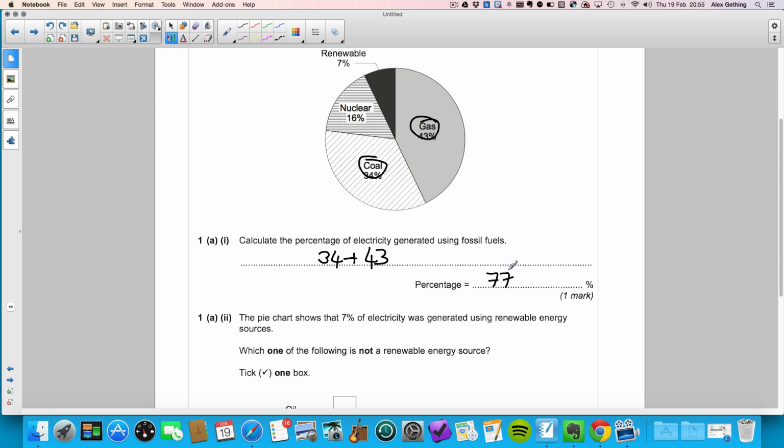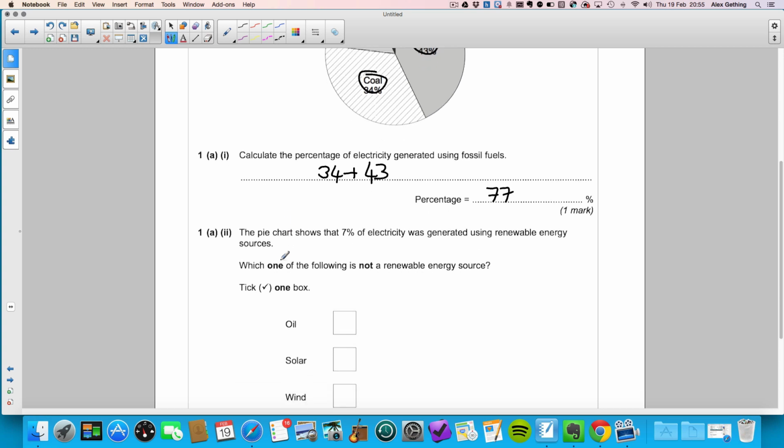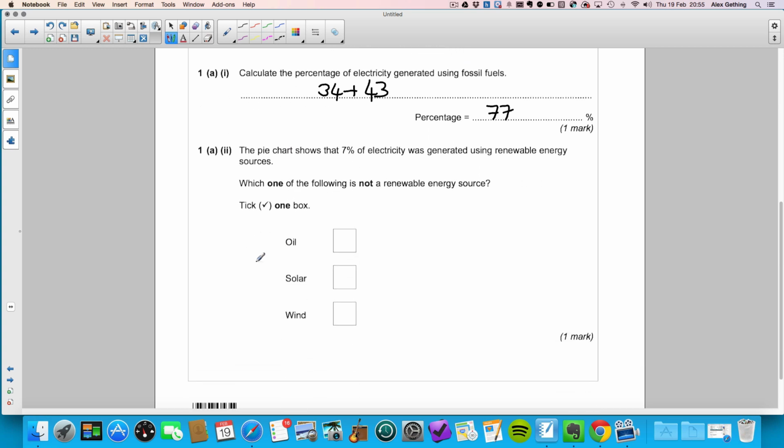A part 2, the pie chart shows that 7% of electricity was generated using renewable energy sources. Which of the following is not a renewable energy source? So hopefully you'll agree that solar and wind are renewable, and that oil is the one that you should tick there. Okay.